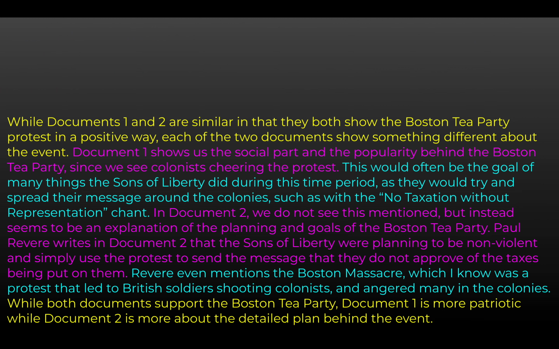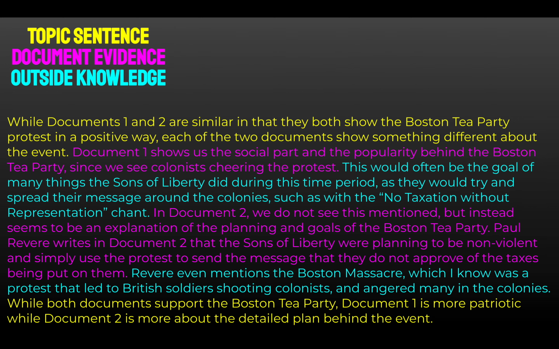So this one I actually will read because it's a little bit difficult. While documents 1 and 2 are similar in that they both show the Boston Tea Party protest in a positive way, each of the two documents shows something different about the event. You see that yellow is my topic sentence. I'm answering the question. Next, I go into pink. I'm using document evidence next.